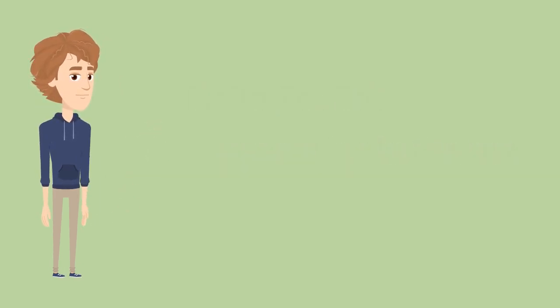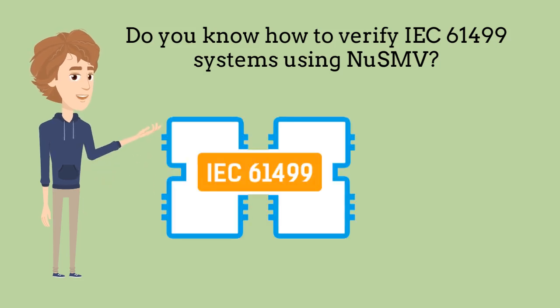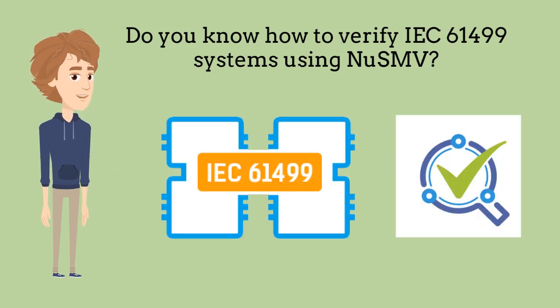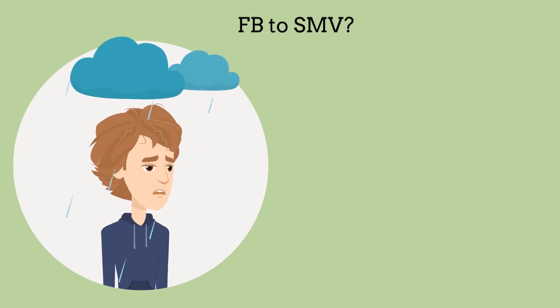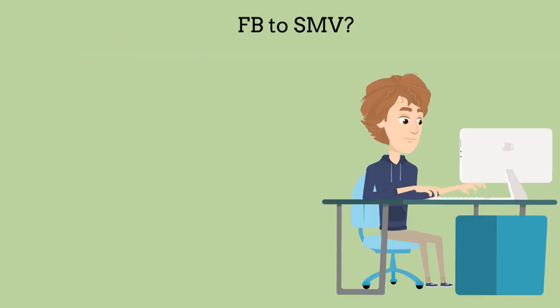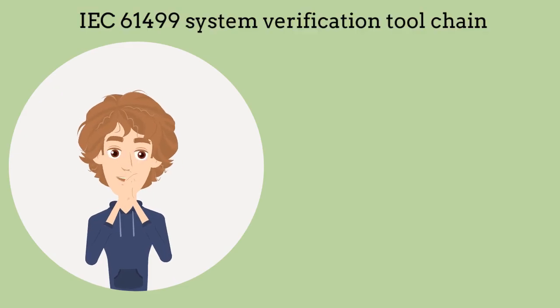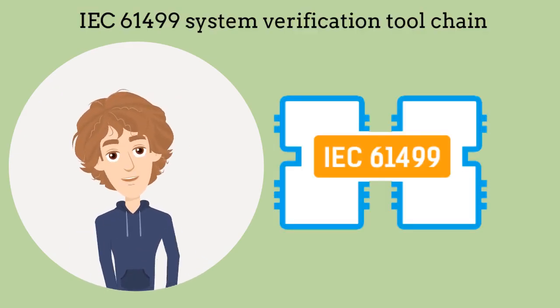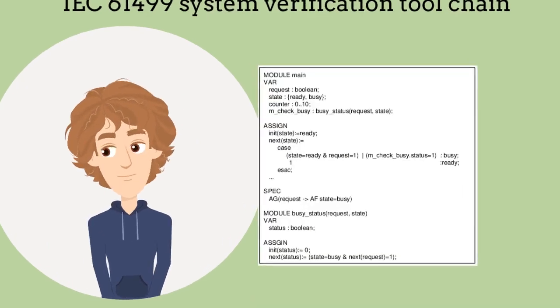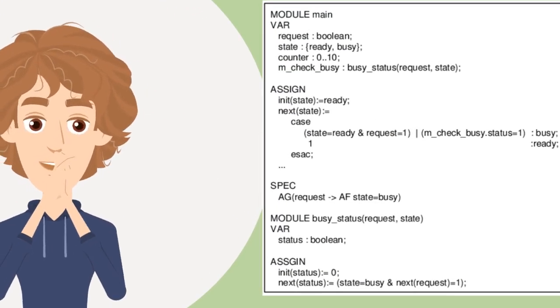Let's start. Do you know how to verify IEC 61499 systems using NuSMV? But how to convert these function blocks to SMV code? It requires a lot of manual work to do it right. Here we introduce a toolchain that automatically converts function blocks to SMV code. Let's see how to use this toolchain with an example.